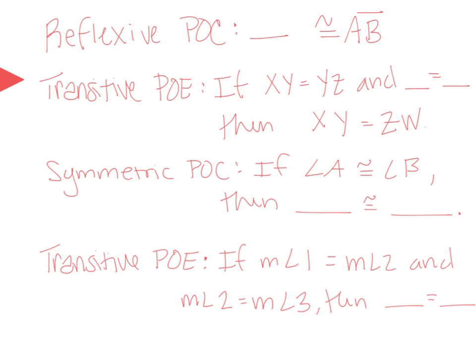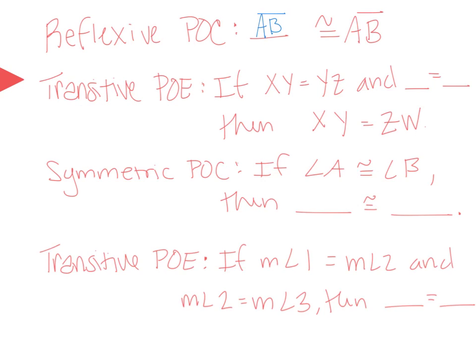So, reflexive POC. Remember, reflexive has one angle and one side, and it's like looking into a mirror, a reflection. So this is just going to be AB. Segment AB is congruent to segment AB.